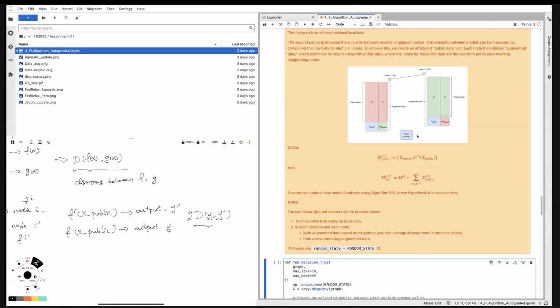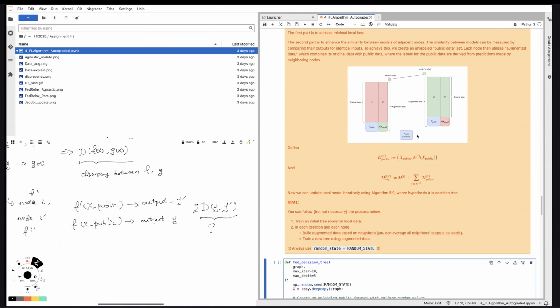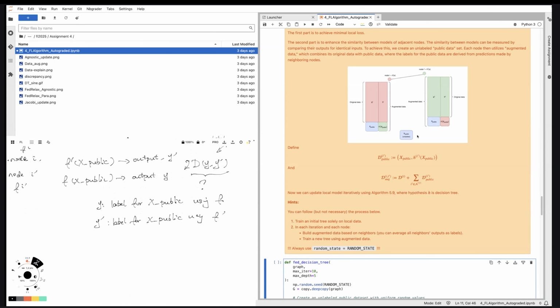And how can we compare the discrepancy between y and y prime? The y is labeled, right? It's labeled for the public data sets. For example, y here is labeled for the public data sets using f, and y prime is labeled for the public data using f prime.